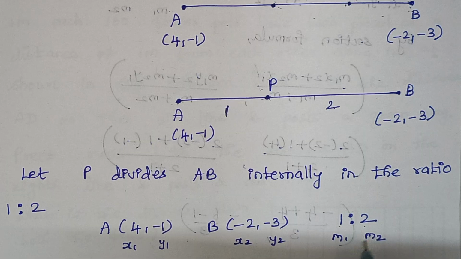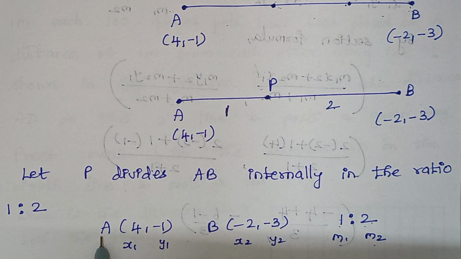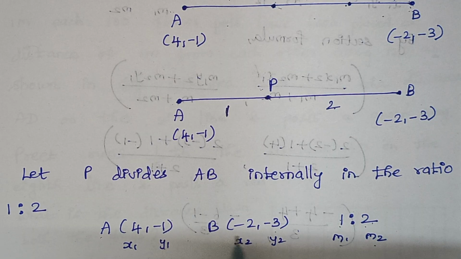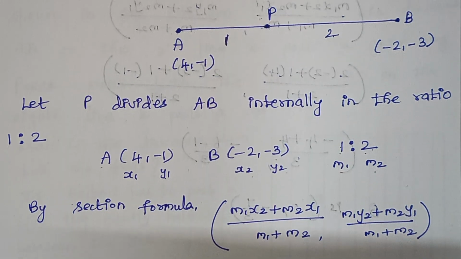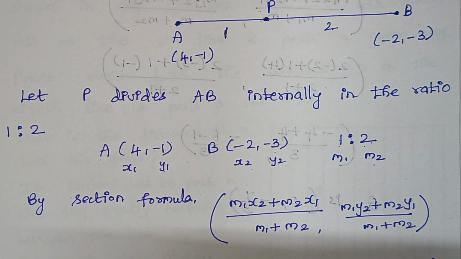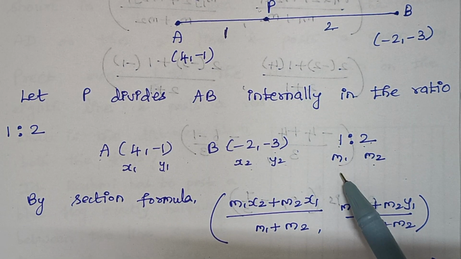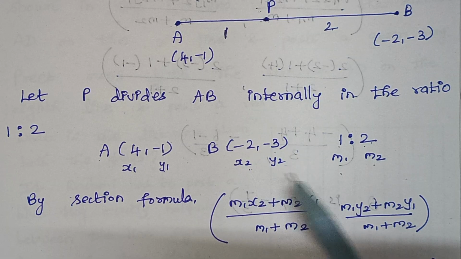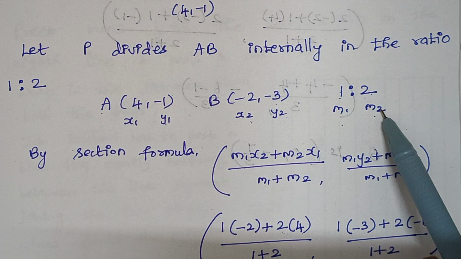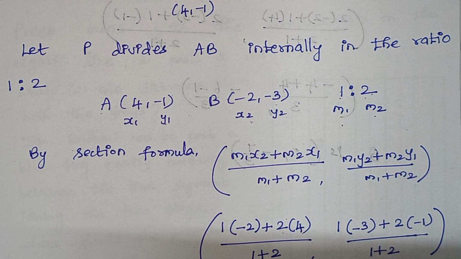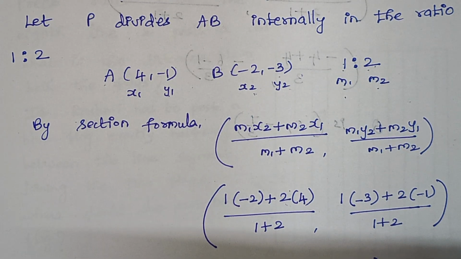So 1:2, where 1 represents m1 and 2 represents m2. Again A and B: A gives x1, y1 and B gives x2, y2. We are going to make use of the section formula. Again the same thing. So m1 is 1 and x2 is -2, so 1 into -2 plus m2 is 2 and x1 is 4, so 2 into 4, divided by m1 plus m2, so 1 plus 2.